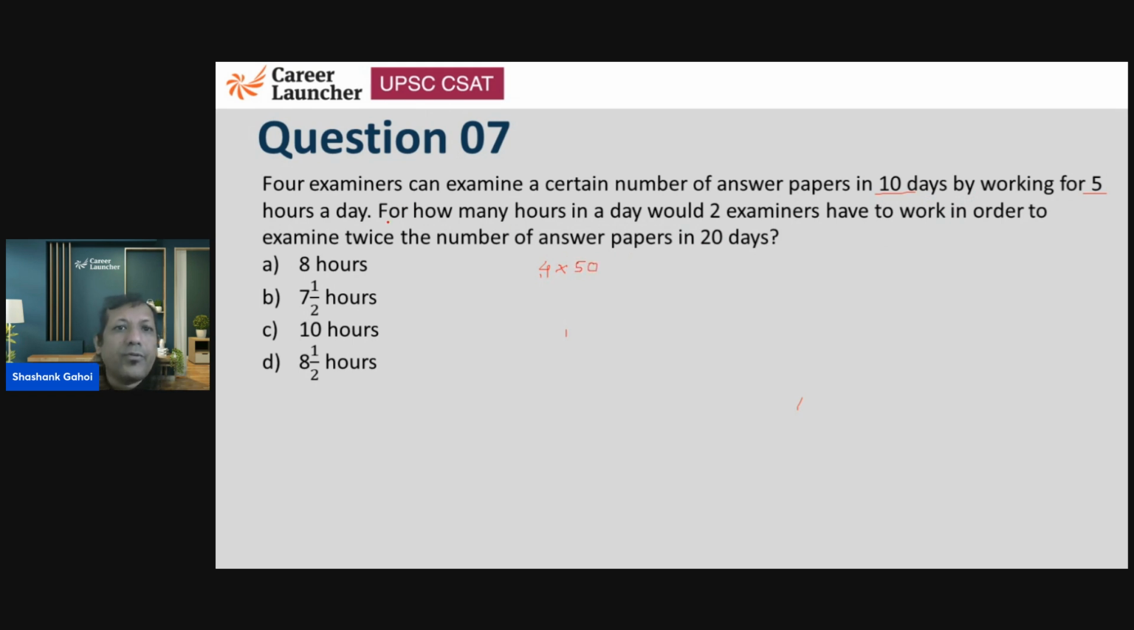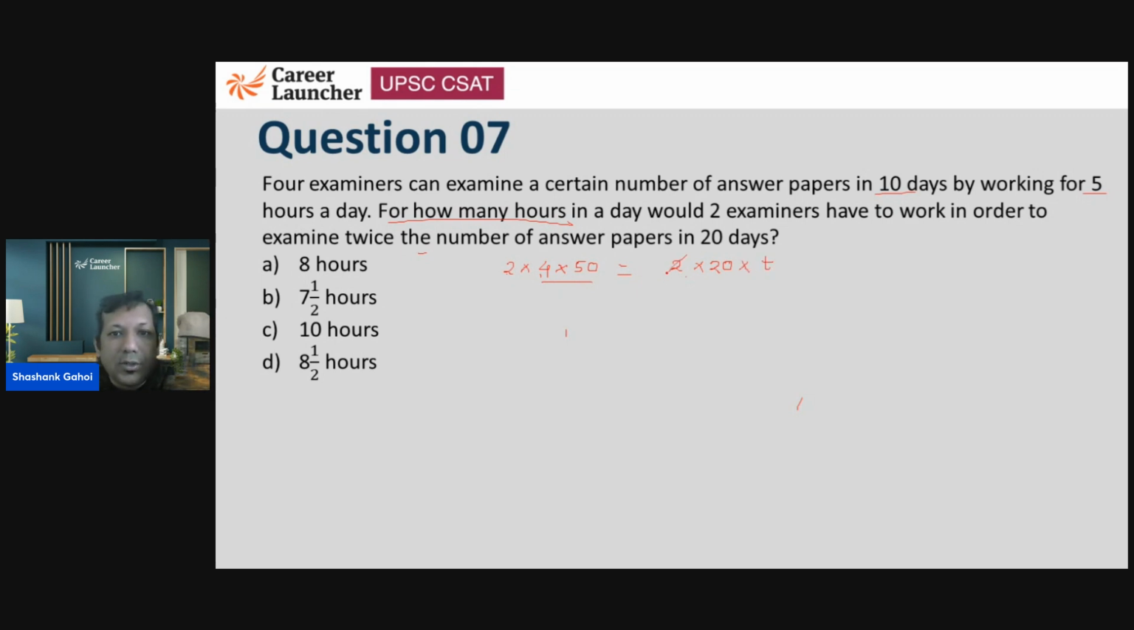Okay. For how many hours in a day? Two examiners. So two examiners in 1 hour are going to check two papers. Okay. Now they have to examine twice the number of papers. So initially the total number of papers was this much, finally the number of papers is twice this much. Now the number of examiners is 2, the number of days is 20. How many hours per day? I don't know, so let's say t hours.